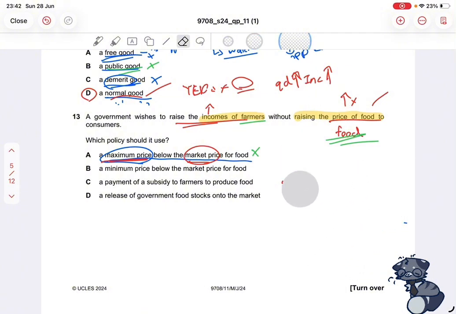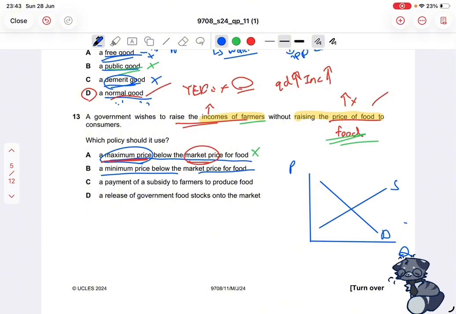So now the second option says a minimum price below the market price for food. Well, I should have kept that graph. I'll be right back. Right, so here is our new demand and supply diagram for food again, and of course here is our equilibrium point. And this is our equilibrium price again, also known as the market price. And now we place a minimum price below the market price. So we're just going to put the minimum price below the market price, and so this will be the minimum price.